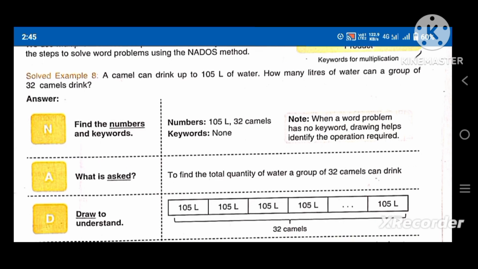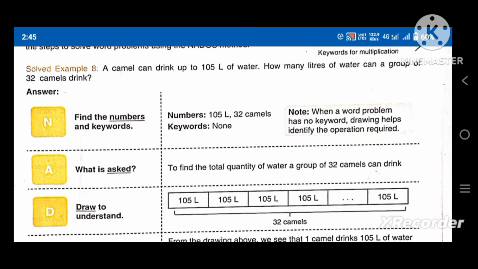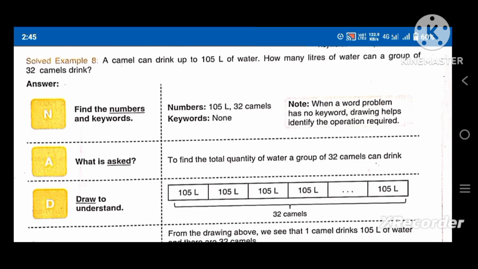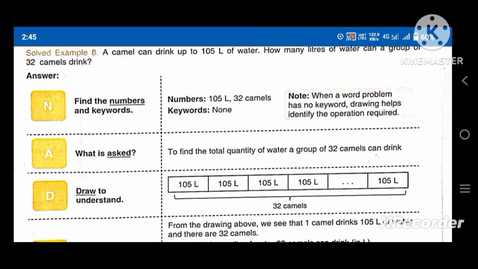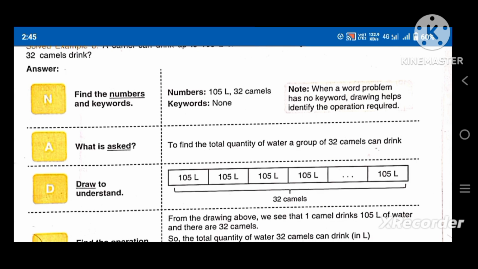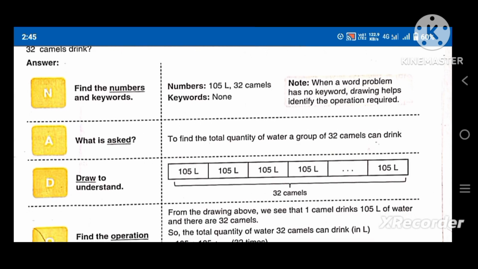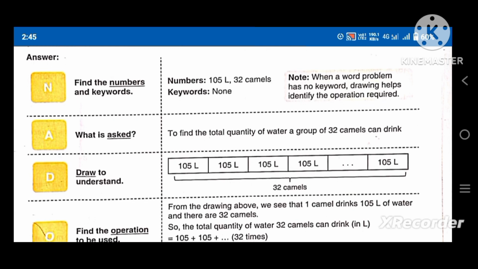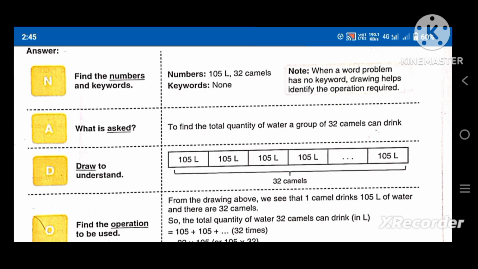Answer. NADOS. N, first letter: find the numbers and keywords. Numbers: 105 liters, 32 camels. Keywords: none. Note: when a word problem has no keyword, drawing helps identify the operation required. A: what is asked? To find the total quantity of water a group of 32 camels can drink.